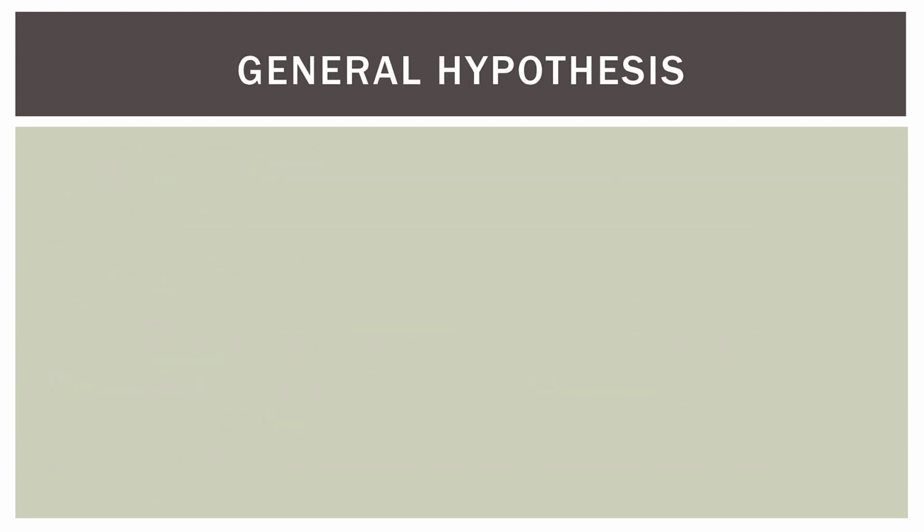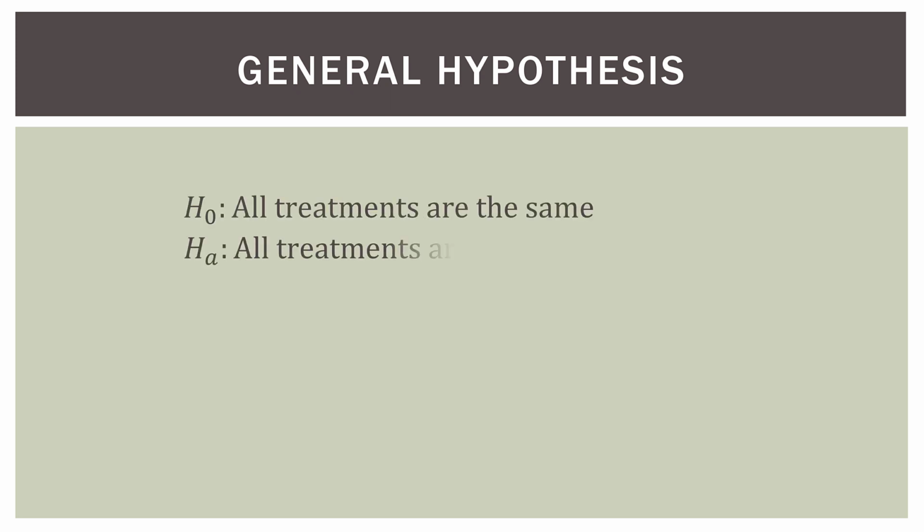So here is our simple general hypothesis. The null hypothesis is that all treatments, in this case all the stores, are the same. The scores are the same. The alternative hypothesis is that all treatments are not the same, or in this case, that there's at least one store that's different from the others. Could be 2, could be 3, but at least one is different from the others.